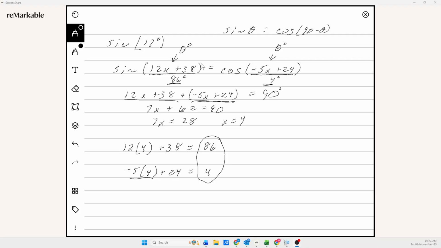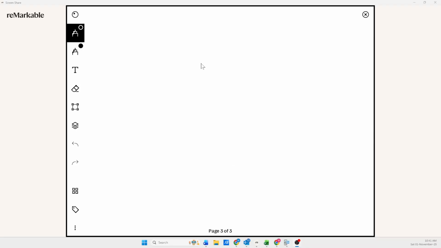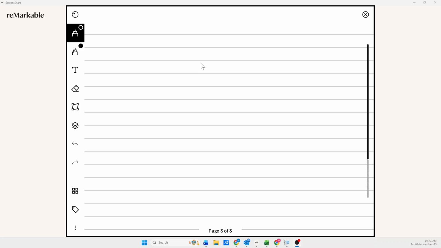Let's try one more just to make sure we're on the same boat here. Suppose I have the secant of 7x plus 32 equal to the cosecant of 2x minus 14. Not 4, idiot. All right, we go 14. 2x minus 14. There we go.